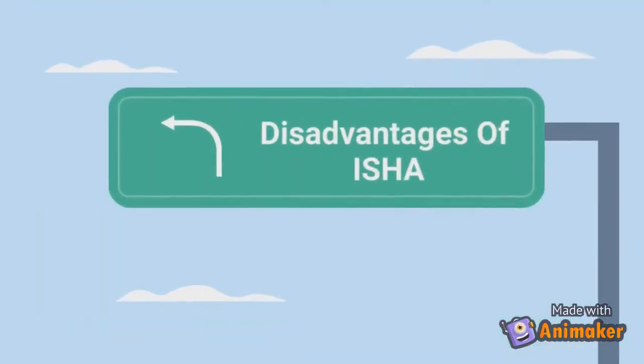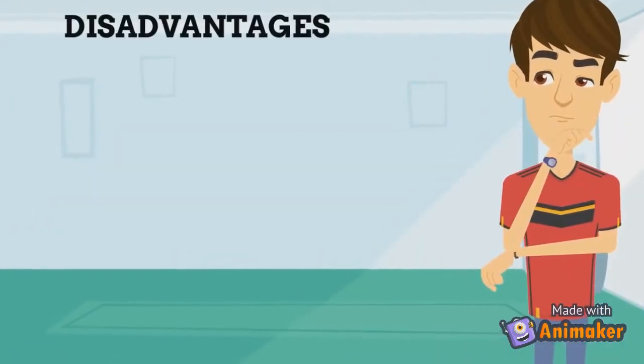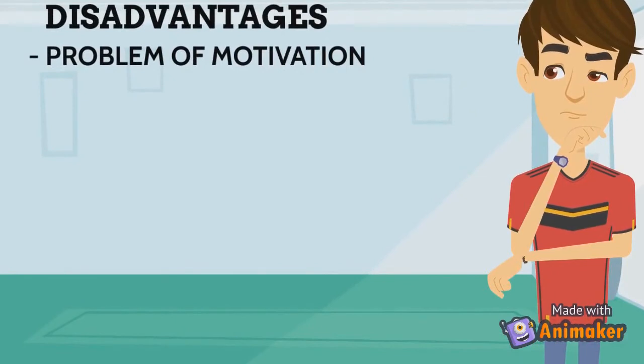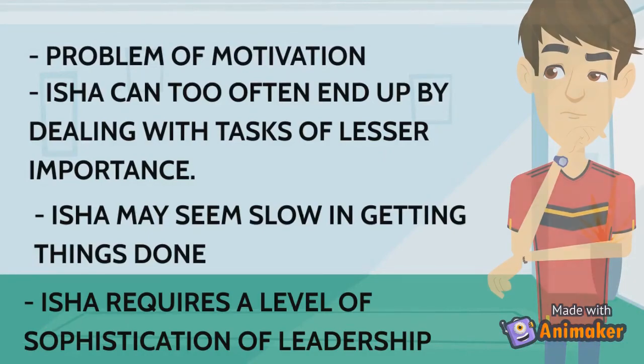Having said that, there are also disadvantages of ISHA. The primary disadvantage that we can see in this kind of approach is the problem of motivation. Also, ISHA can too often end up by dealing with tasks of lesser importance. ISHA may seem slow in getting things done, and ISHA requires a level of sophistication in leadership.